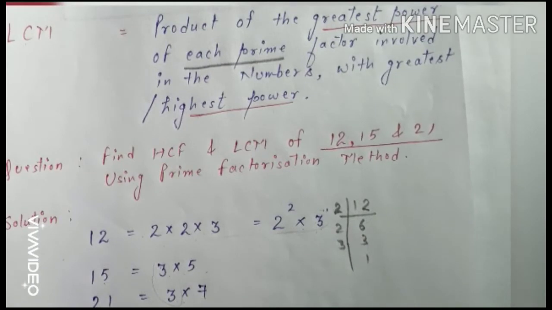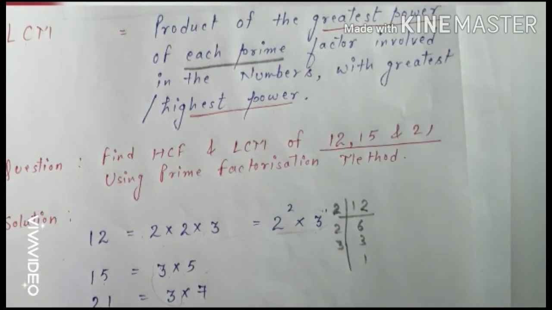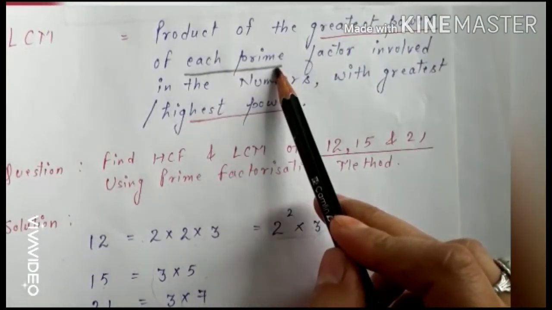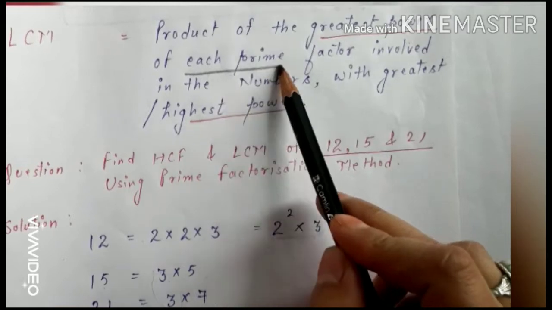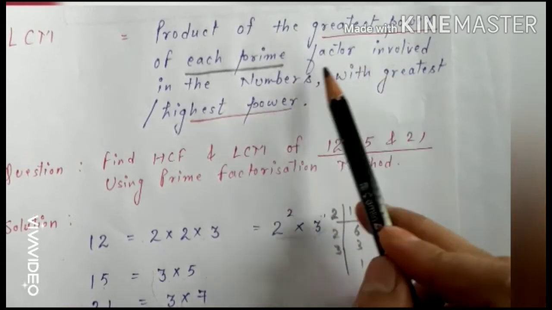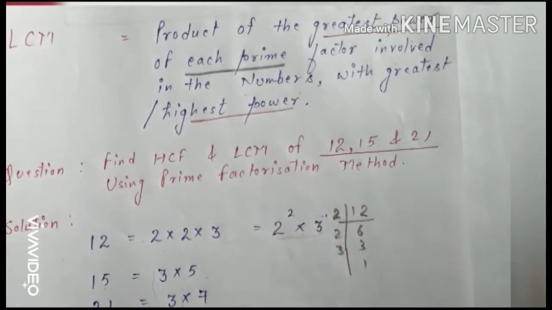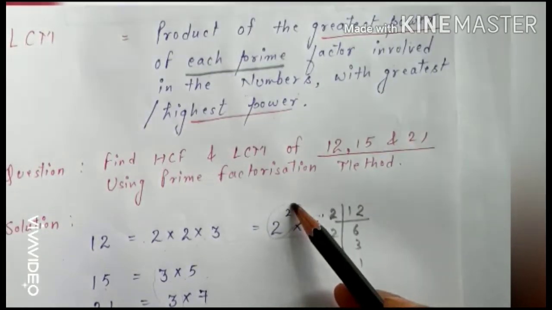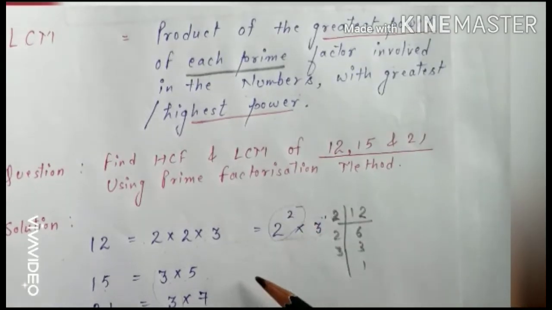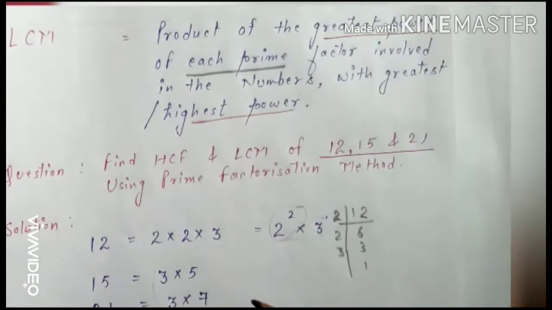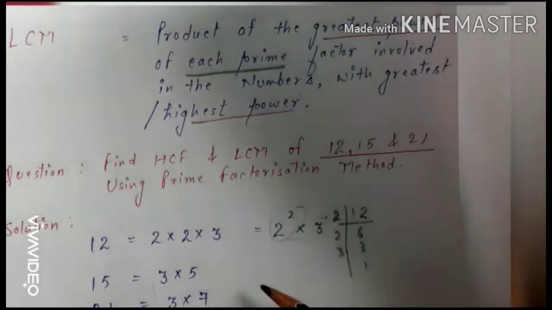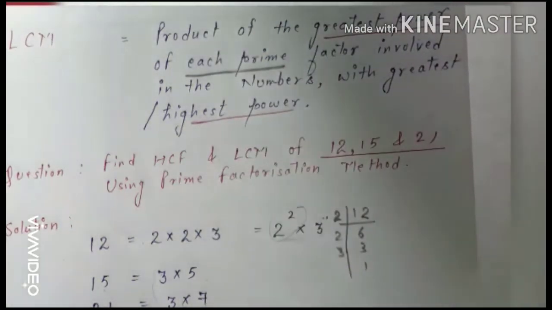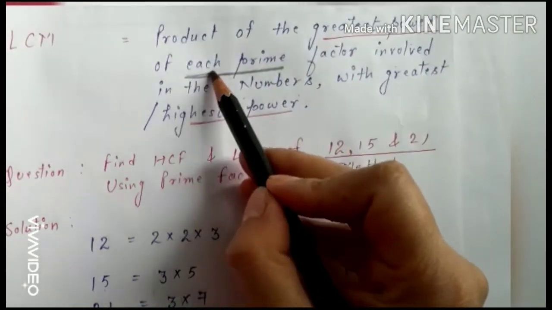And the LCM. In the LCM, it is the greatest power of each prime factor involved in the numbers. Okay. So the first thing is the greatest power is 2 power 2. It need not be common. Here it is not compulsory. The LCM is the product of the greatest power of each prime factor. Here the word each is important.